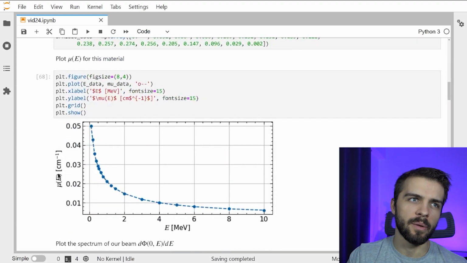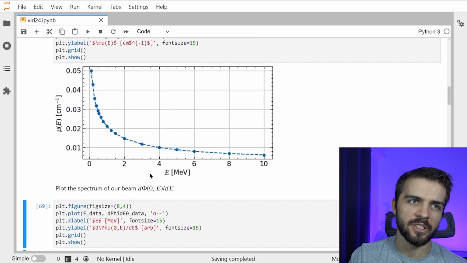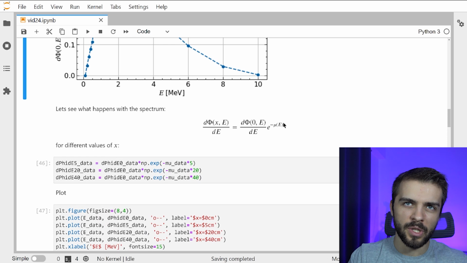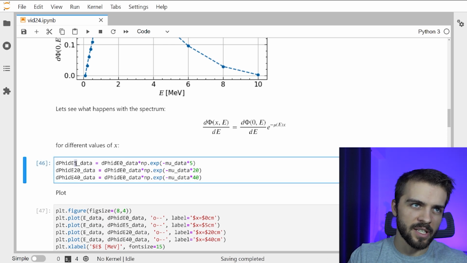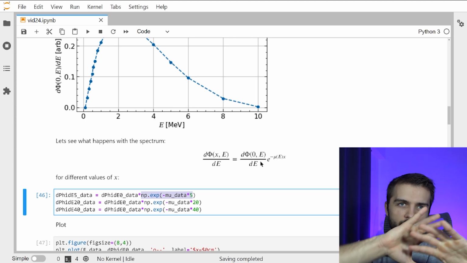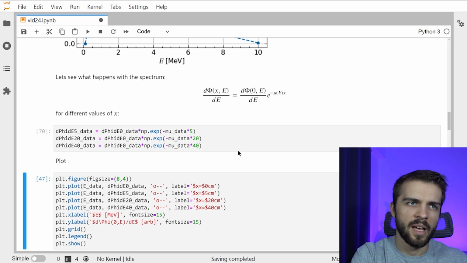We know what mu of E is, and we know what the beam is, and we can use this formula here to see how the spectrum changes. That's as simple as just multiplying this by mu E x. We'll do this for a few different values of x: 5 centimeters, 20 centimeters, and 40 centimeters. I'm just taking this data, which is an array, and multiplying it by another array. You can think of this as an array of different values of mu for different energies. This is also an array of values for different energies. So I'm multiplying, element-wise, the values in the arrays, and I'm seeing how the spectrum changes. That's pretty simple, and I can plot this.